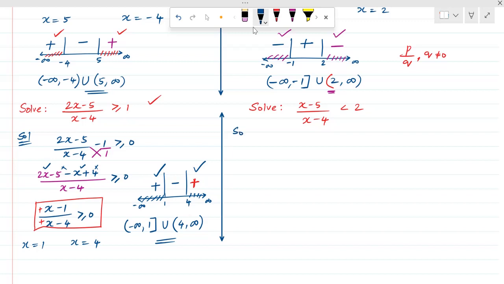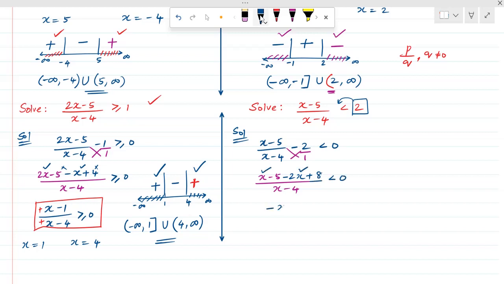Similarly, the last problem of this topic, which is less than 2, I have to make this equal to 0. How will you make it? Bring it here. So x minus 5 over x minus 4 minus 2 less than 0. Now if you simplify, x minus 4 cross multiply, you will get x minus 5, multiply the minus 2 to this term, minus 2x, minus of minus plus 4 into 2, which is 8. Now simplify this one, you will get minus x plus 3 over x minus 4, strictly less than 0.